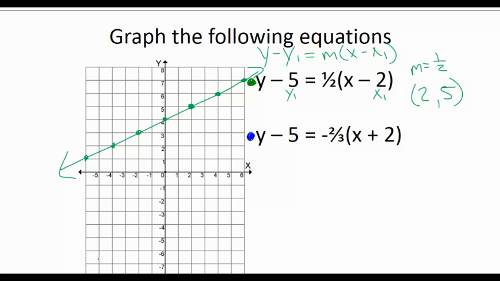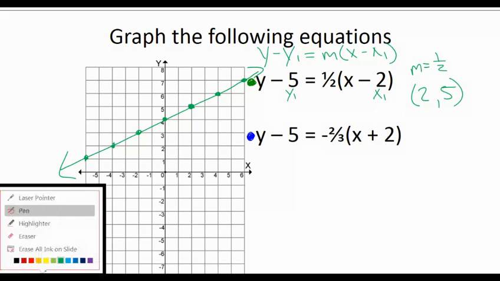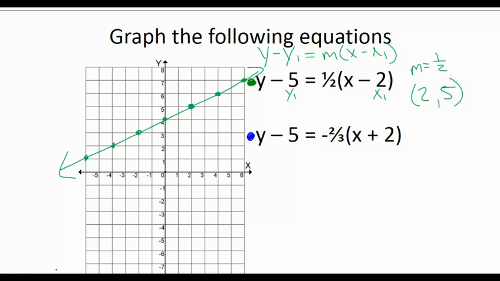So now let's do the blue equation. y minus 5 equals -2/3 parentheses x plus 2. So let's start with my slope. I know my slope is -2/3. I'm going to give the negative sign to the top number. You could put it in front of the top or the bottom. It does not matter. So my slope is -2/3.